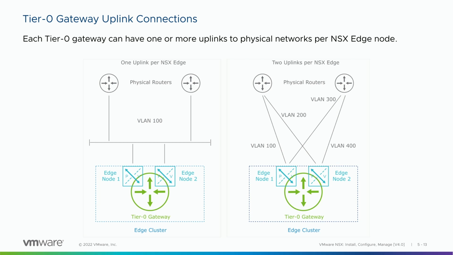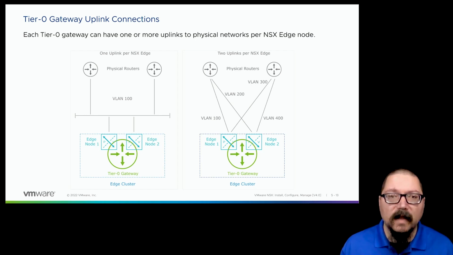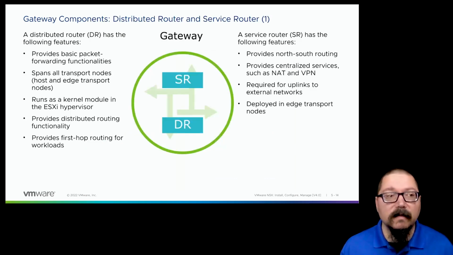However, I may set up point-to-point transit VLANs like we're doing on the right-hand side, where I have VLANs 100 and 300 attached to tier 0 gateway on edge node 1, and VLANs 200 and 400 attached to the tier 0 gateway implementation on edge node 2. Now, the 4 uplinks that we're showing here are not part of different gateways, right? These are all 4 uplinks on a single tier 0 gateway that's distributed across multiple edge nodes in an edge cluster. But I can do point-to-point transit networks, or I can do a shared transit network, whichever way is appropriate for my particular infrastructure.